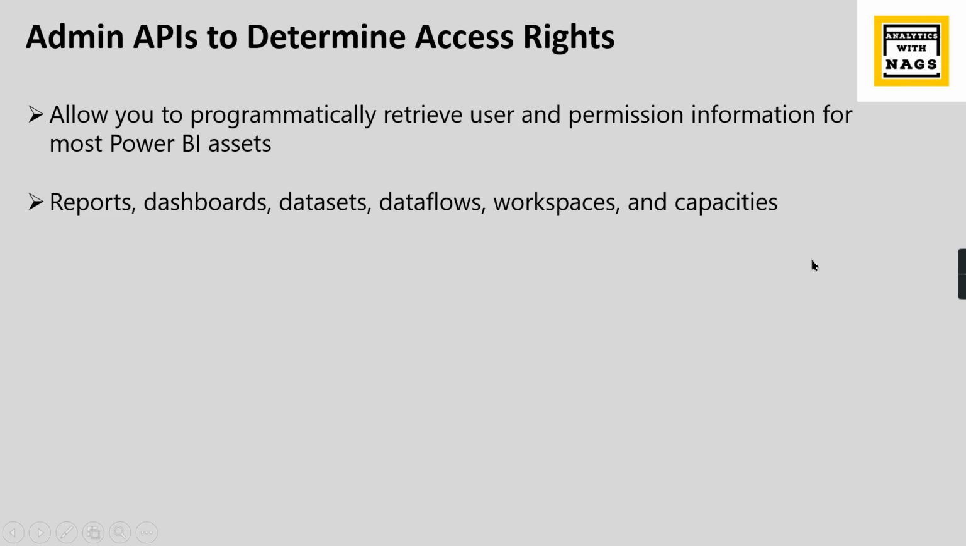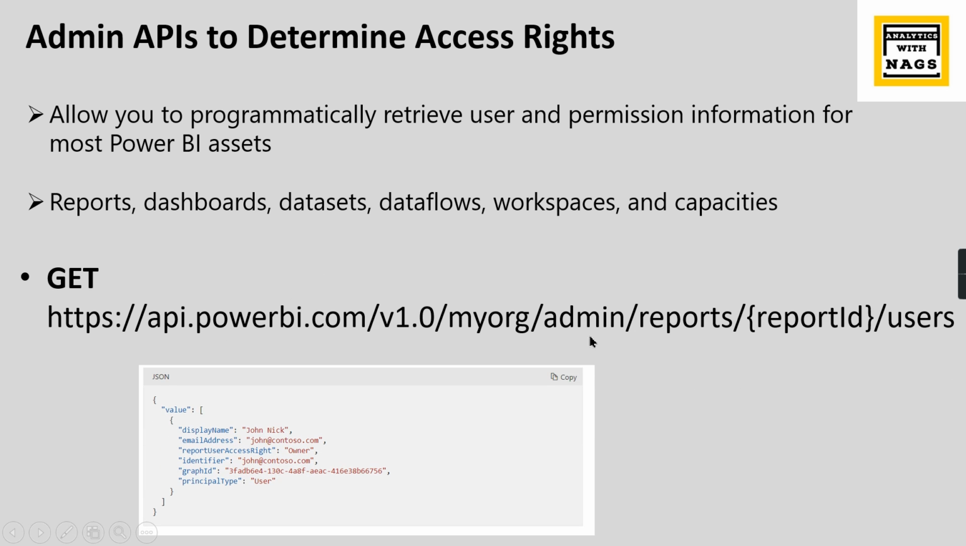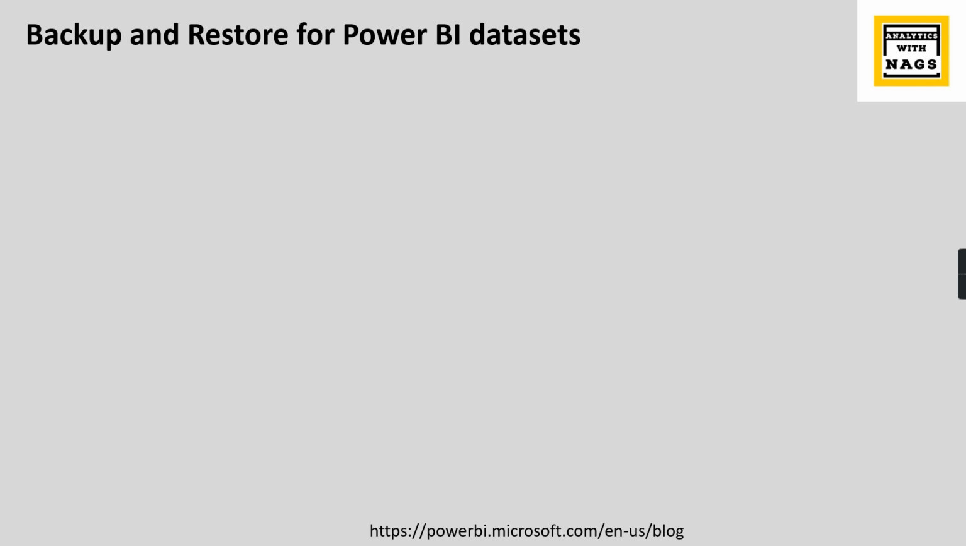So now Power BI has come up with an API list, using admin APIs to determine access rights. Once you give a query like this, an API request, it will return the list of users. From this you can find what you need and easily manage it. This is the main purpose of this. Those who are very much interested, just check out this option, and it will be very useful to you. Let's talk about the second announcement, backup and restore of Power BI datasets.